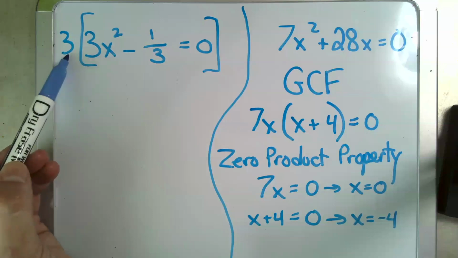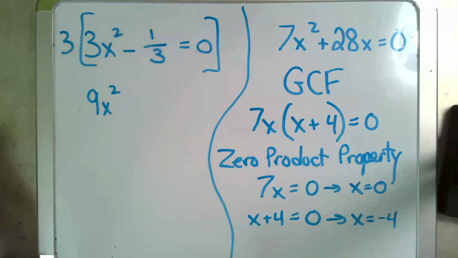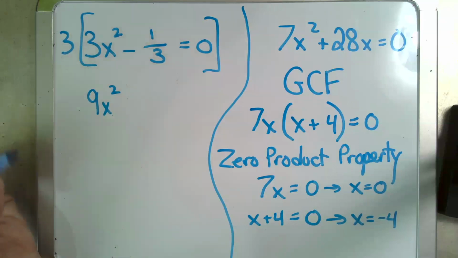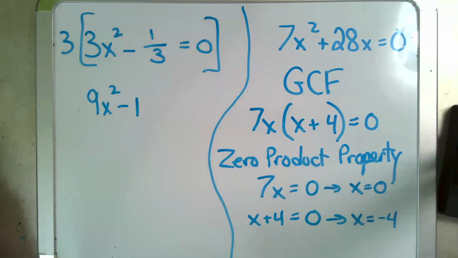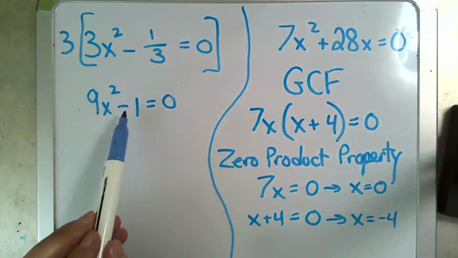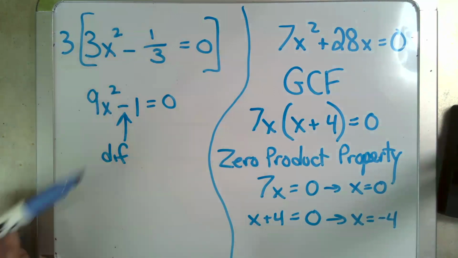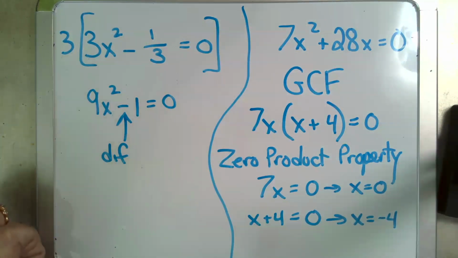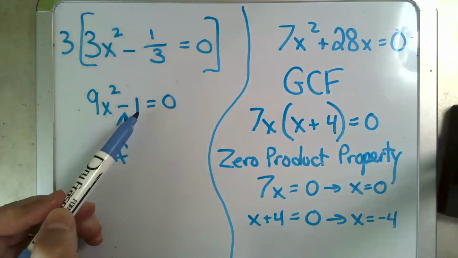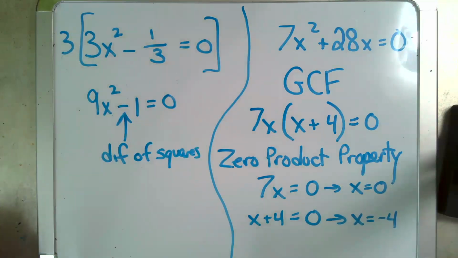So I'm going to multiply 3 into each term. 3 times 3x squared is 9x squared. 3 times negative 1/3 is negative 1. And 3 times 0 is 0. All right, now when I look at this, I see I have a difference, and I see that 9x squared is 3x squared, and that 1 is 1 squared, so I have a difference of squares.